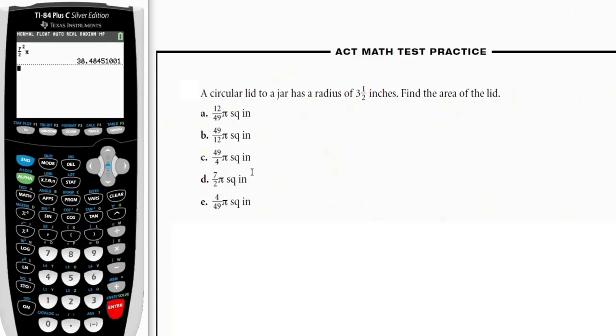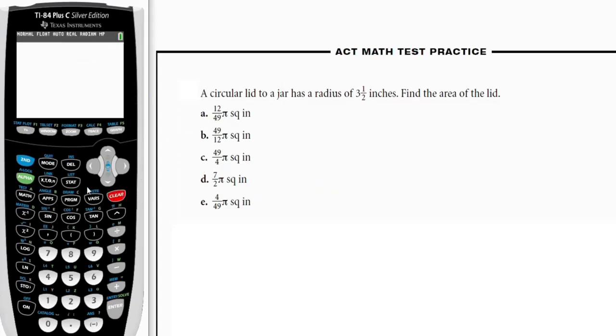So basically check the options for anyone that will give you 38.48. Alright, but when looking at the options we have here, you can easily decode that the correct option will be option C, which is 49/4 pi square. Alright, so let's simplify option C, guys. Remember we got 38.48 here.